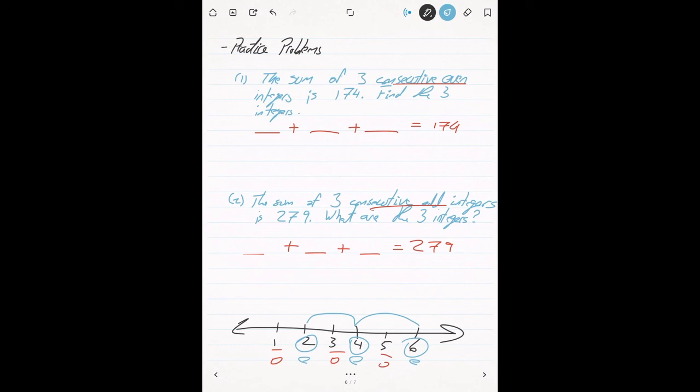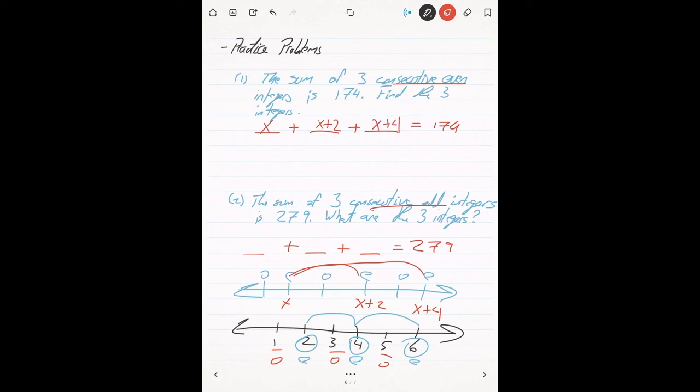So let's say that this first even number, 1, 2, 3, 4, 5, 6. Here's an odd, here's an odd, even, odd, even. Let's say this first one is x, okay? That's the first, let me write that in red so we can see what we're doing here. That's the first even. Where is the second even? Well, it's 2 away, so it's x plus 2. Where's the third even? Well, it's actually going to be 4 away, so it's x plus 4.